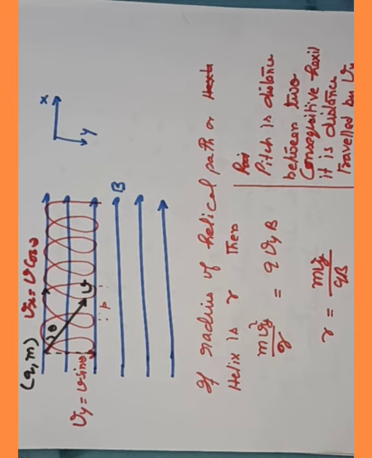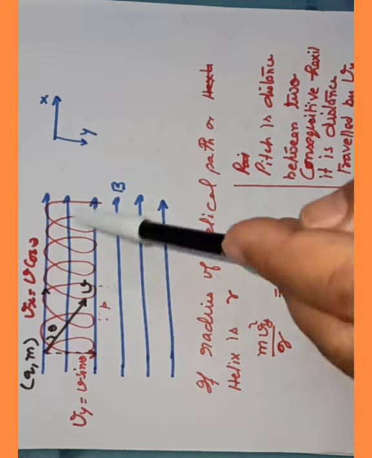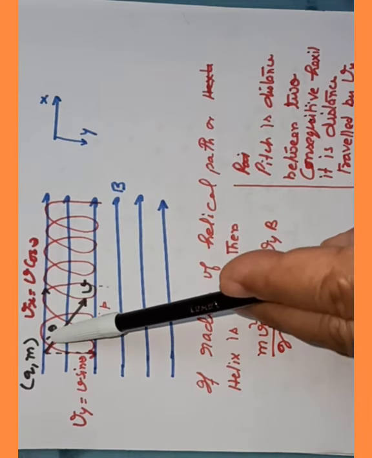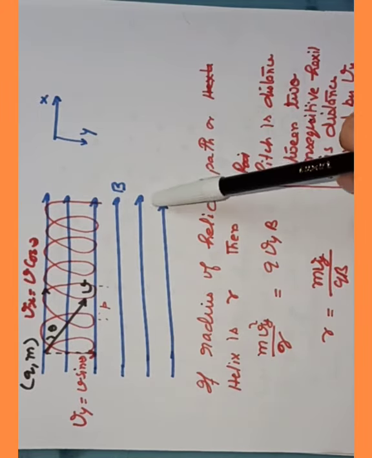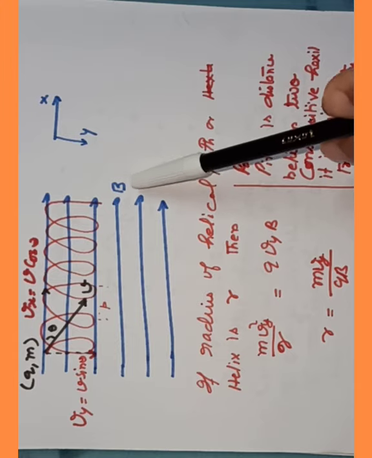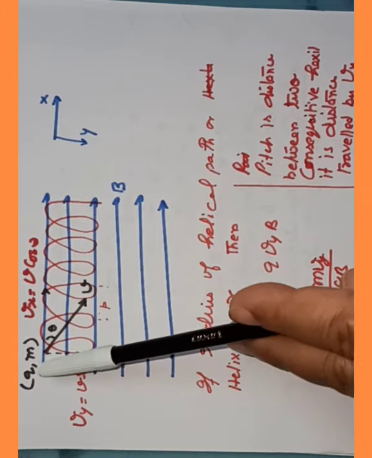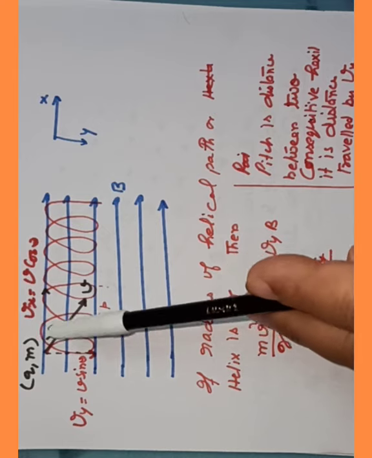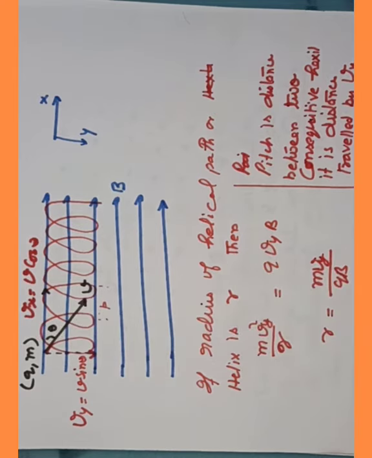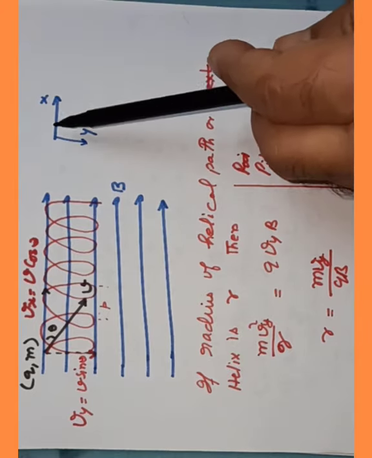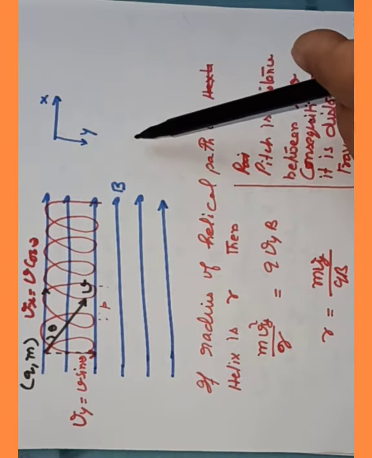upon qB. But if the charged particle is introduced at an angle other than 90 degrees or 0 degrees, then what will happen? You can see in the diagram the magnetic field is from left to right, a uniform field, and its magnitude is B. A charged particle of charge q and mass m is moving with a speed v, making angle theta with the magnetic field. I have taken this as the x-axis and this as the y-axis.